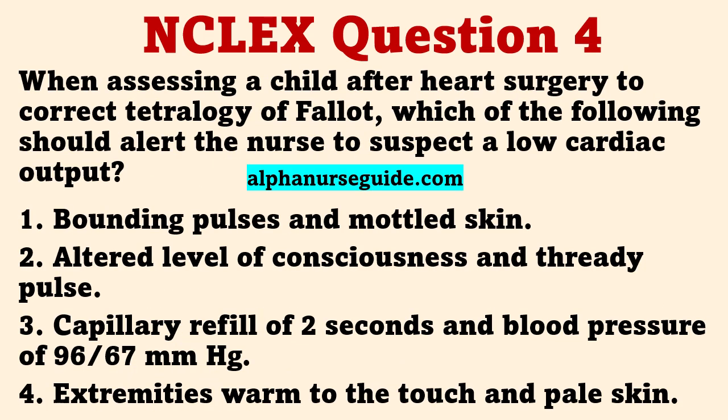When assessing a child after heart surgery to correct tetralogy of Fallot, which of the following should alert the nurse to suspect a low cardiac output? 1. Bounding pulses and mottled skin. 2. Altered level of consciousness and thready pulse. 3. Capillary refill of 2 seconds and blood pressure of 96/67. 4. Extremities warm to the touch and pale skin.